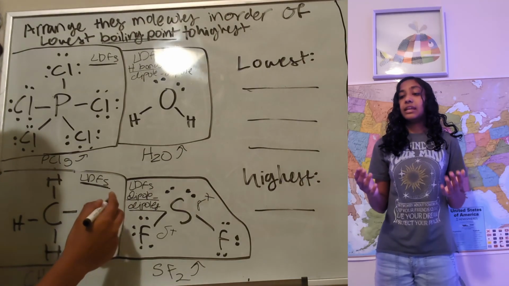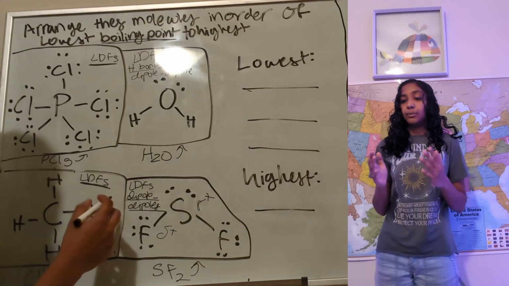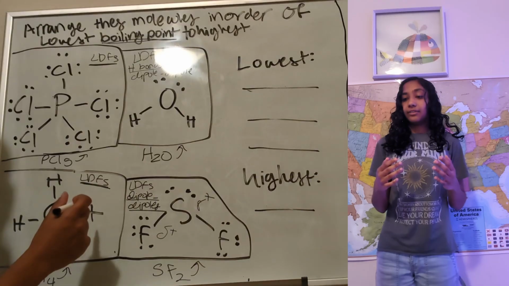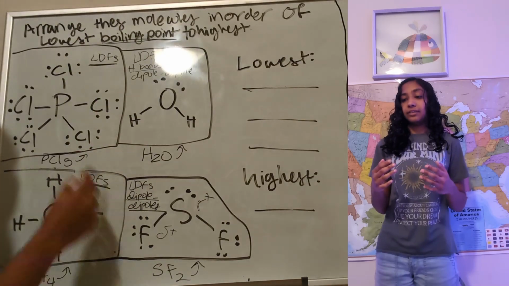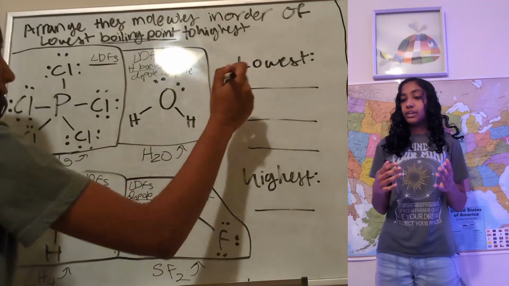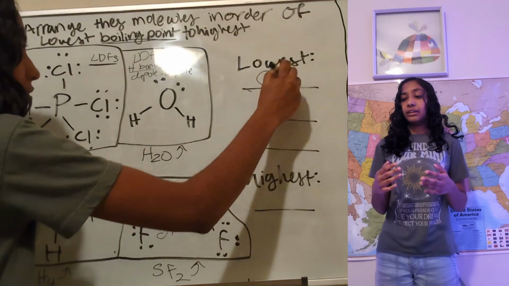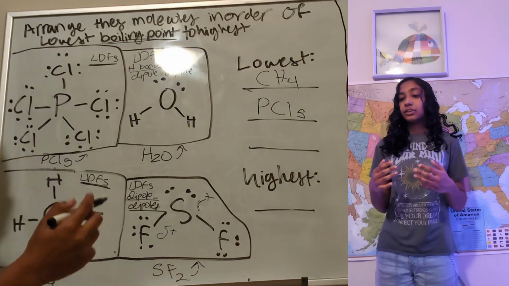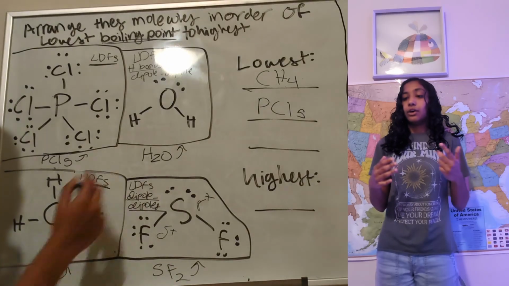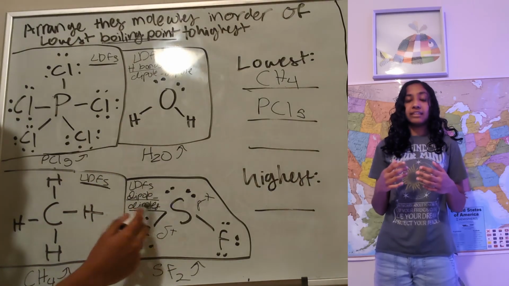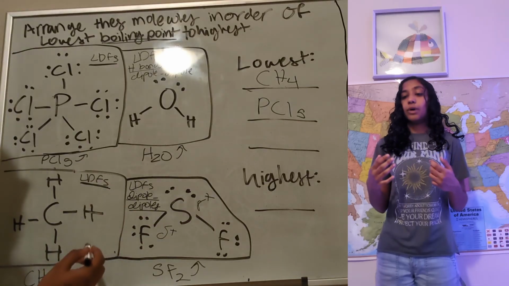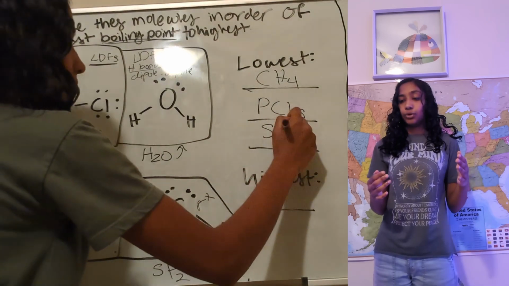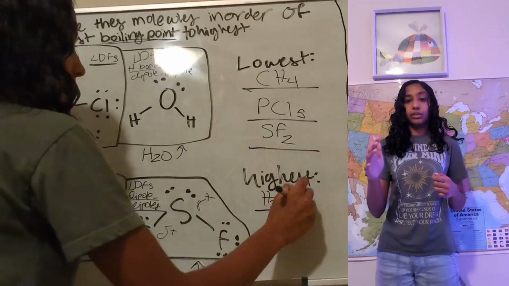Well, the strength of LDFs increases with a greater number of atoms in a molecule, since more atoms equals a larger electron cloud. PCl5 has 6 atoms, while CH4 has 5. This means that CH4 has the weakest LDFs, giving it the lowest boiling point, and giving PCl5 the second lowest boiling point. Now, let's take a look at SF2 and H2O. While SF2 has dipole-dipole forces as its strongest IMF, H2O has hydrogen bonding, which is stronger. So, SF2 will have the second highest boiling point, and H2O will have the highest boiling point.